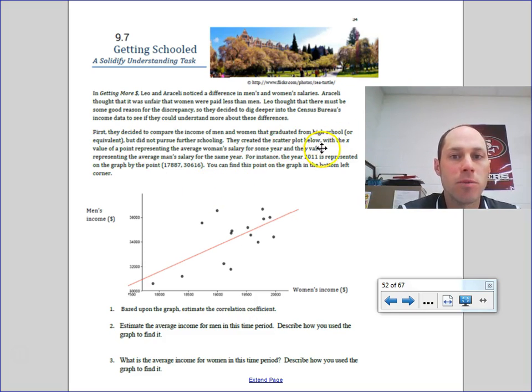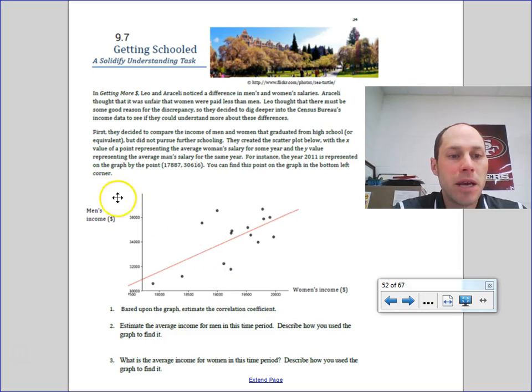So they created a scatter plot below with the X values representing the average woman's salary for some year, and the Y values representing the average man's salary for the same year. For instance, the year 2011 is represented in the graph by the point 17,887, 30,616. So this point right here.